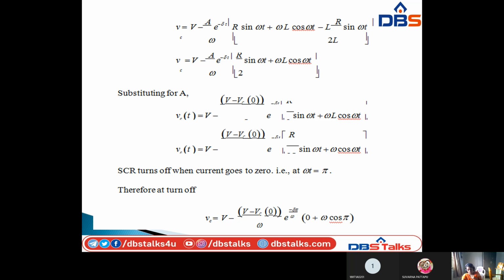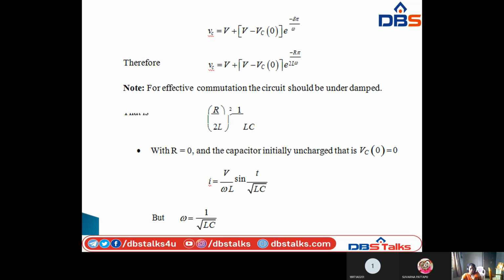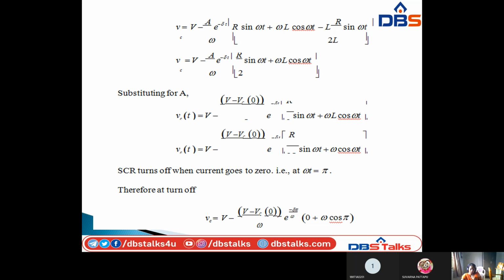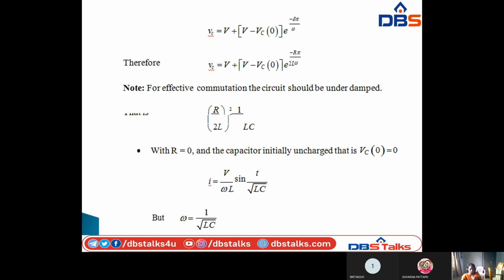So sin pi means 0. So V minus Vc0 of omega e power minus delta t, sin omega t plus cos omega pi. Here the sine term will be 0, and only omega cos pi will come. So cos pi means minus 1. Therefore Vc equals V plus (V minus Vc0) e power minus R pi by 2L.